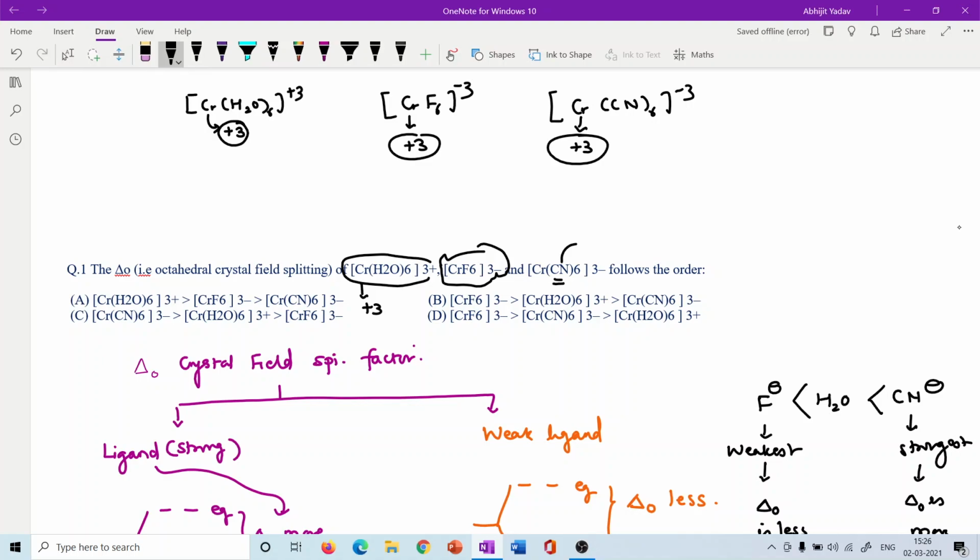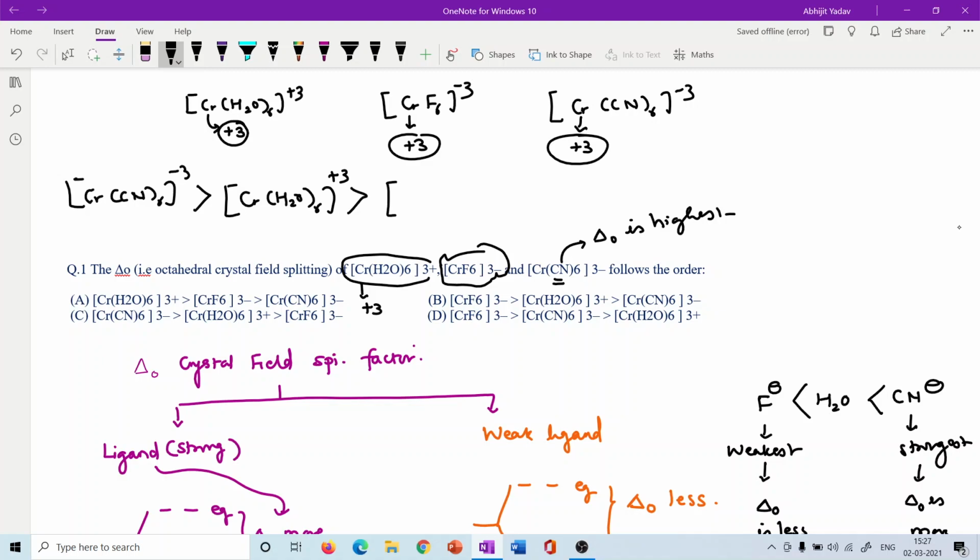CN is my strong ligand, so the crystal field splitting, that is delta zero, is highest. So the sequence is like this: [Cr(CN)6]3- is greater than [Cr(H2O)6]3+, which is greater than [CrF6]3-.